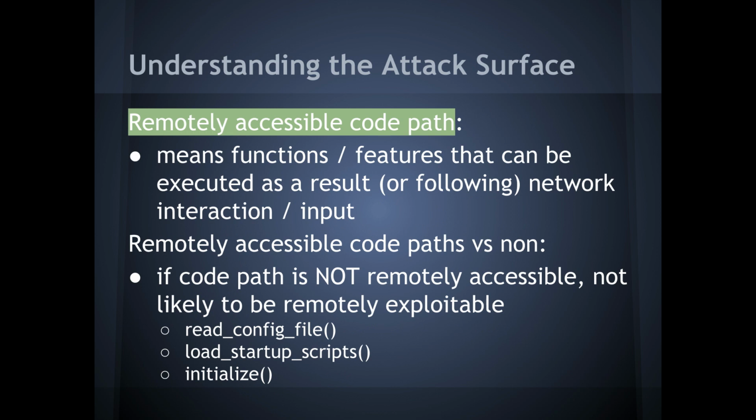So back to remotely accessible code paths. I define it as functions or features that can be executed as a result of network interaction or input. The thing about code paths that are not remotely accessible is that they are not likely to be remotely exploitable. So things that are run on startup, or in a constructor's code, like reading a config file or loading config settings or initializing things. Those aren't likely to be, in most settings, triggered as a result of network interaction.